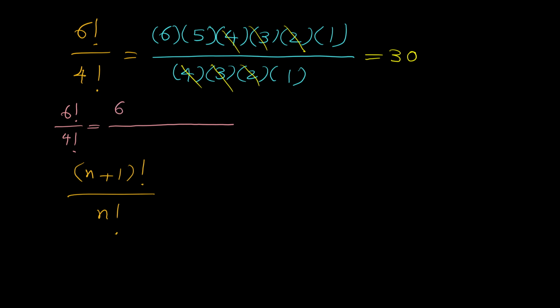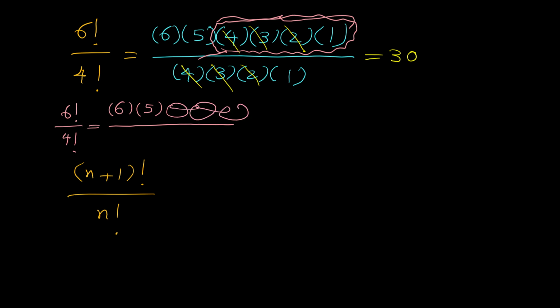6 factorial is 6 times 5. Here I am going to stop for a moment, and I know that I want to divide 6 factorial by 4 factorial. Instead of writing all of this up to 1, what do we have here? I know I want to write 4 here, then 3, then 2, then 1.